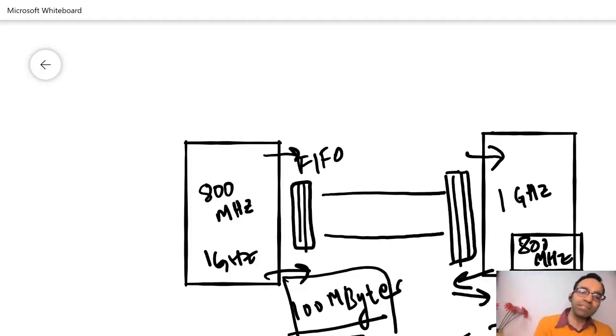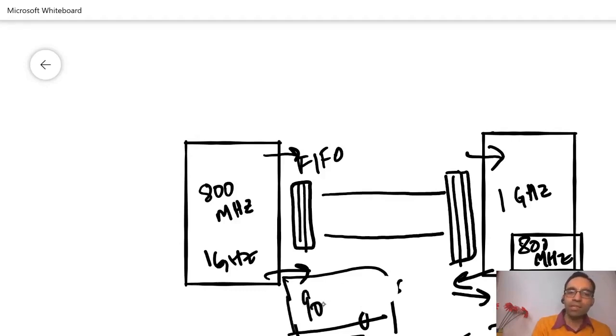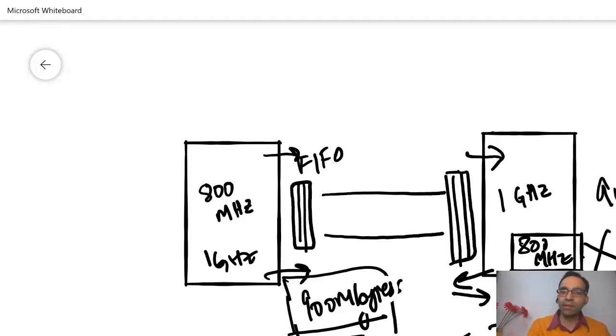Now let us say the activity factor was 1. Now what happens? Or let us say 0.9. I am sending 900 megabytes of data per second. But this part of the system can only accept 800 megabytes of data per second. So what happens to 100 megabytes? We lose it. So this kind of an arrangement cannot work, which means that this system cannot operate at 800 megahertz. This system has to operate at 900 megahertz.